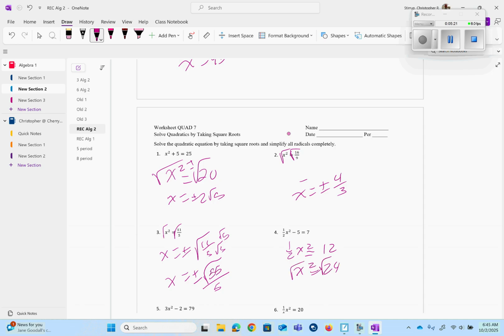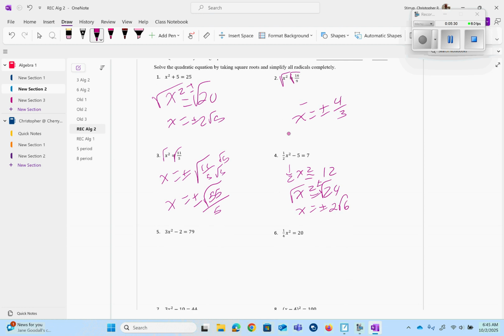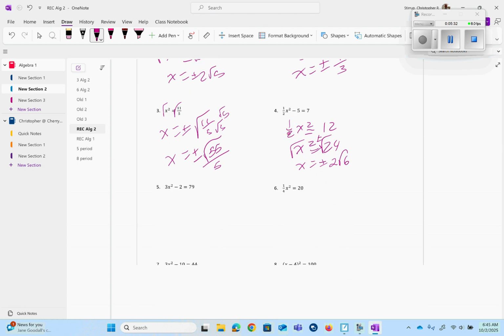Take the square root of both sides. Don't forget the plus minus. 24 breaks down to 4 and 6, which is going to be 2 root 6. So plus or minus 2 root 6. Number 5, we're going to add 2 to both sides first.